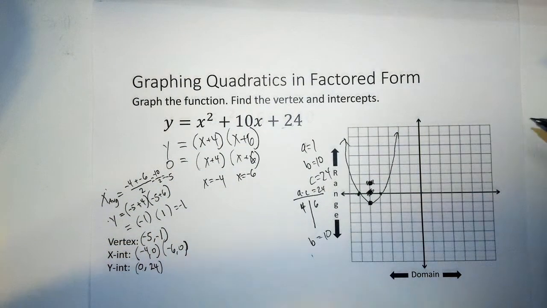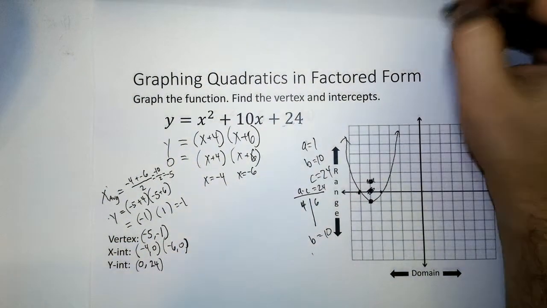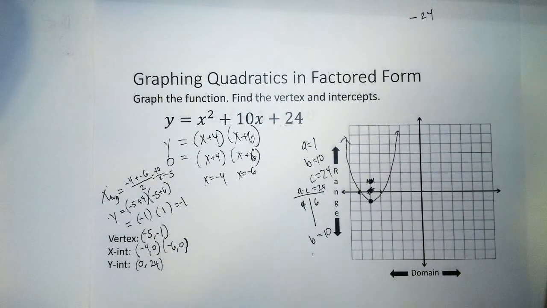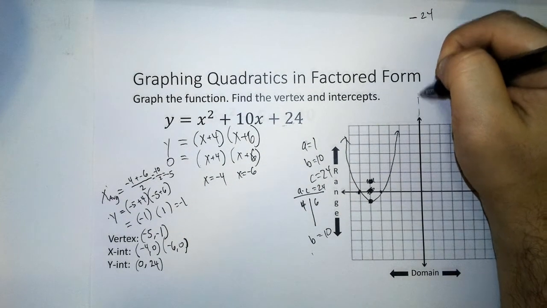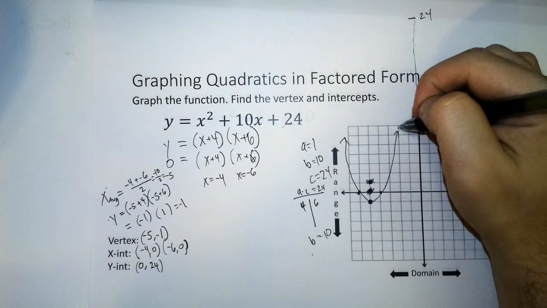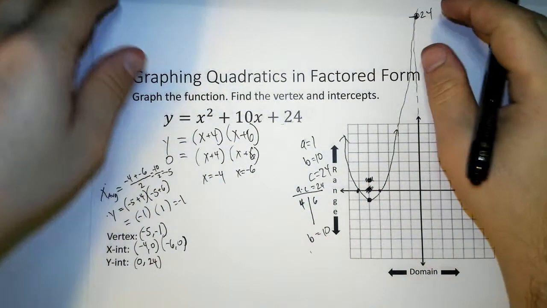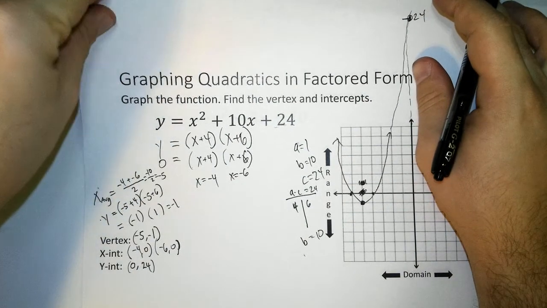Okay, and there's my parabola. Where's it going to intercept the y? Somewhere up there at 24, right? I'm just estimating at that point, but somewhere up there at 24, this thing is going to cross over. Bloop. Just like that. Okay?